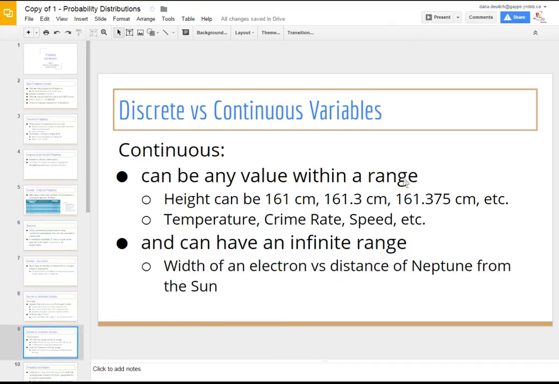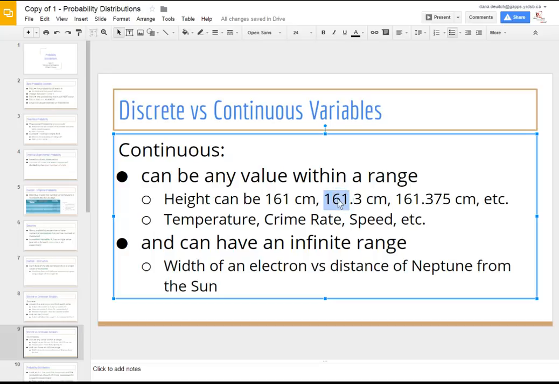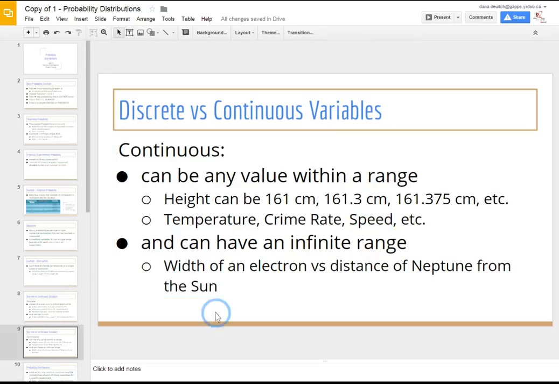Continuous variables can be any value within a range. So I can have a height of 161 centimeters, a height of 161.3 centimeters, a height of 161.375 centimeters. So I can be getting more and more specific. I can have all the values within that range. Other examples besides height, I can have temperature, crime rate, speed, etc. Anything that can have any value within that range would be continuous. Continuous variables also can have an infinite range. So compare the width of an electron versus the distance of Neptune from the sun. We've got very different values here.